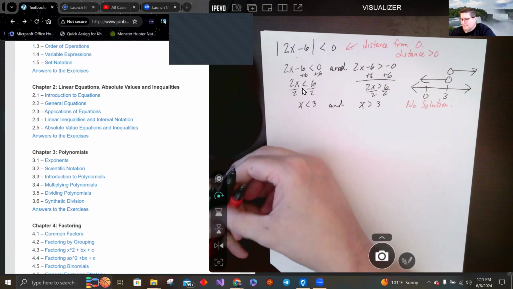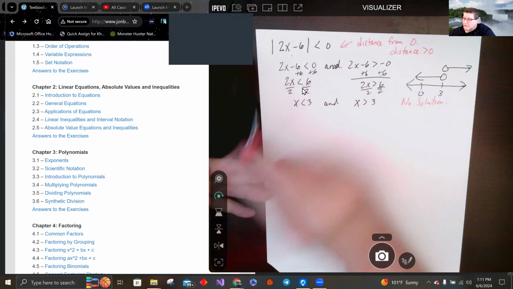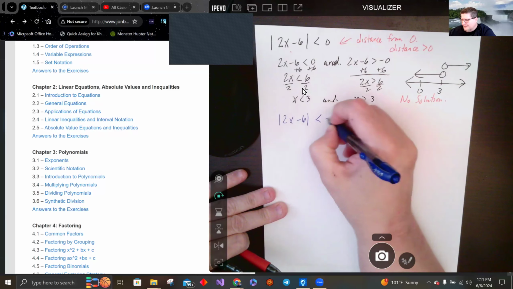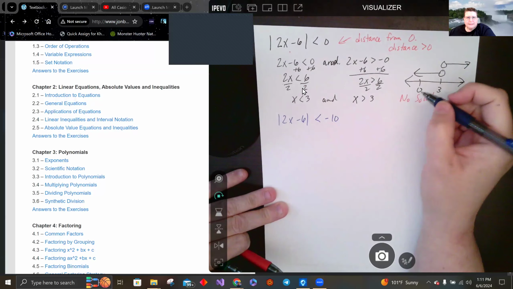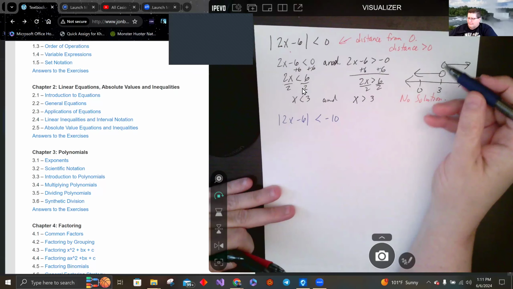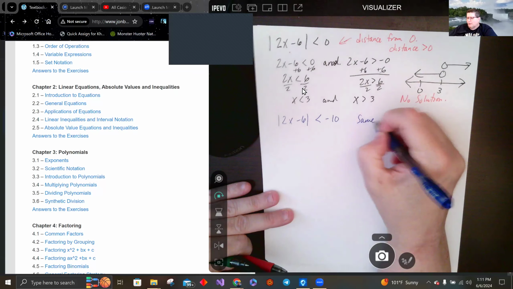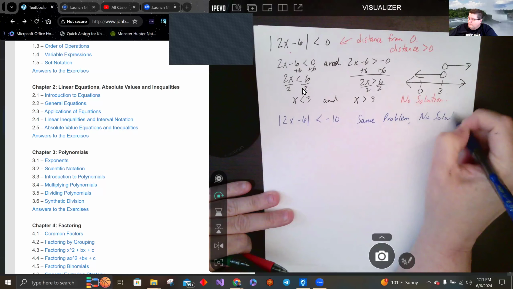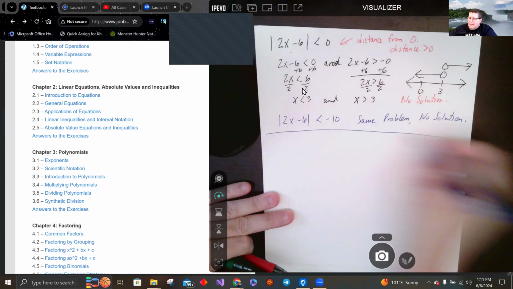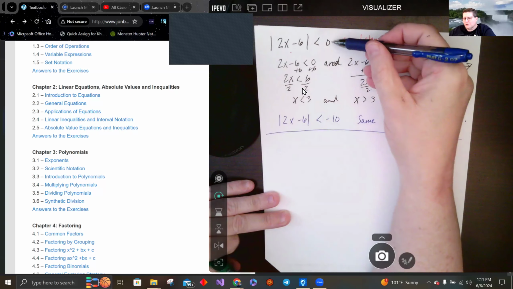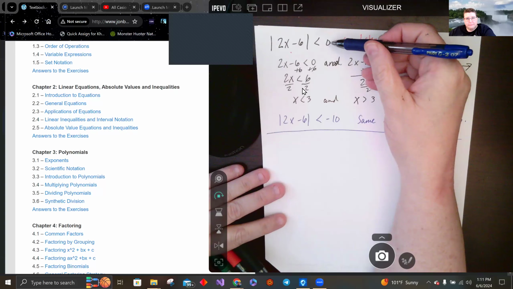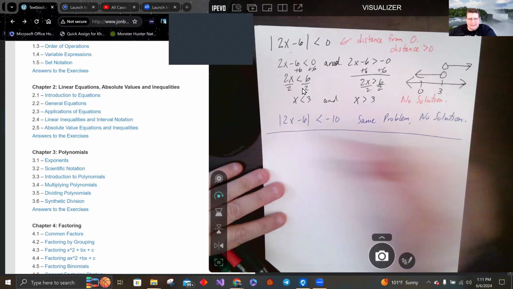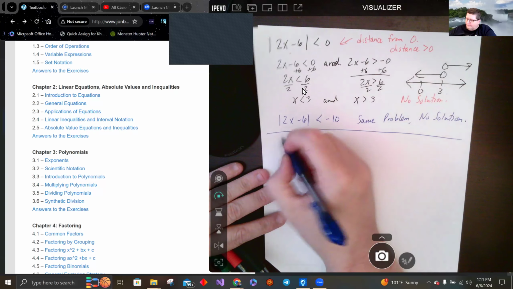That's going to be the same thing, even if it's like 2x minus 6 is less than negative 10. Same problem, no solution. So be alert for inequalities where the absolute value is less than 0. It doesn't work.